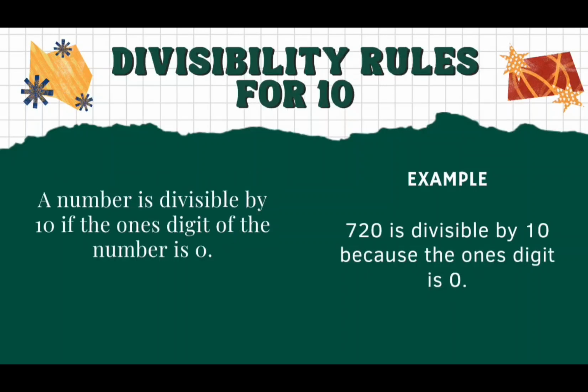Now let's proceed to the divisibility rule for 10. A number is divisible by 10 if the ones digit of the number is 0. Let's try an example. 720 is divisible by 10 because the ones digit is 0. So the last digit or ones digit of 720 is 0, therefore that number is divisible by 10. Another example is 1040. The last digit of 1040 is 0, so therefore that number is divisible by 10.